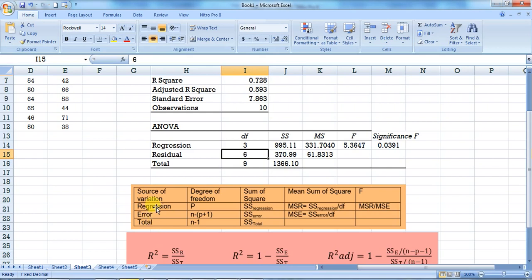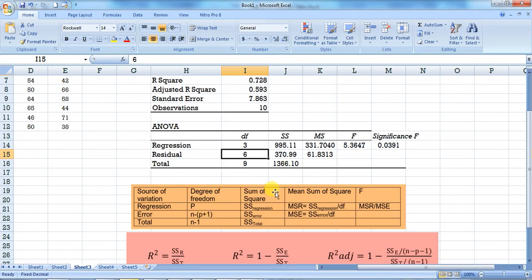So for regression, degrees of freedom is P because the regression model contains P plus 1 regression coefficients. Okay, so in this case P plus 1 minus 1 is nothing but P. The total number of observations is N. So degrees of freedom is N minus 1 for total. And the error is calculated as total degrees of freedom minus regression degrees of freedom. So we get N minus (P plus 1), or you can say N minus P minus 1.